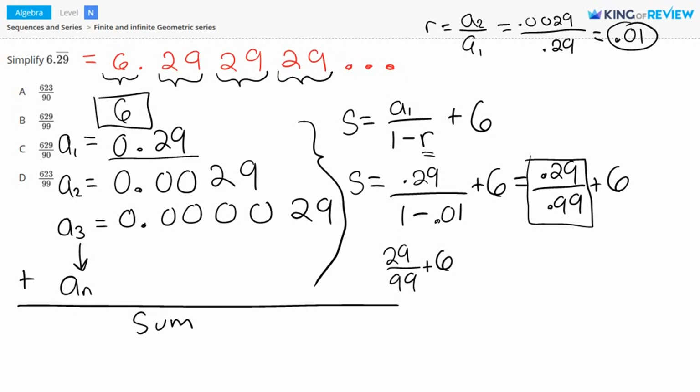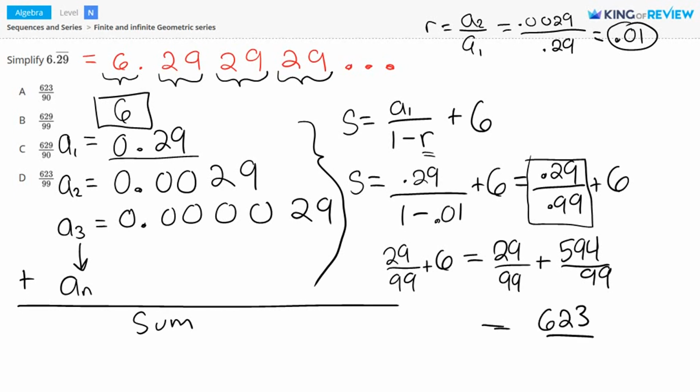I want to add these two numbers, so I must come up with a common denominator. So 29 over 99 plus 594 over 99. And this equals 623 over 99. And this is our answer.